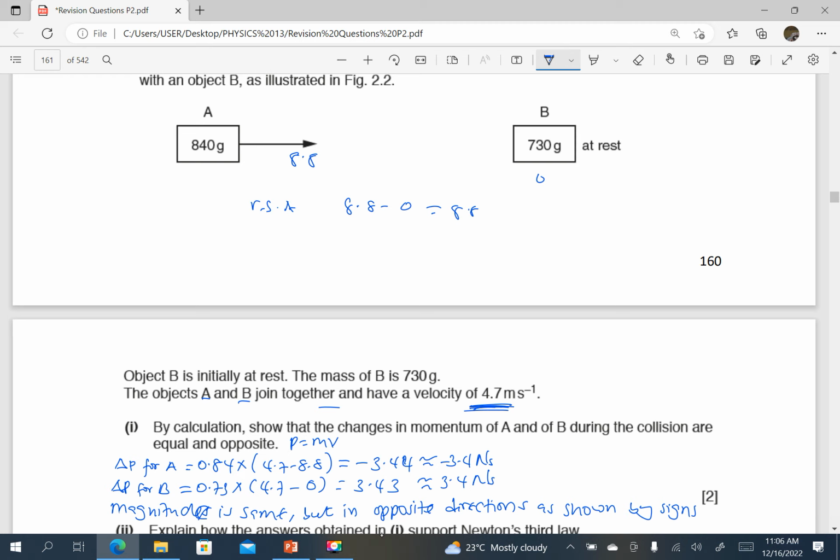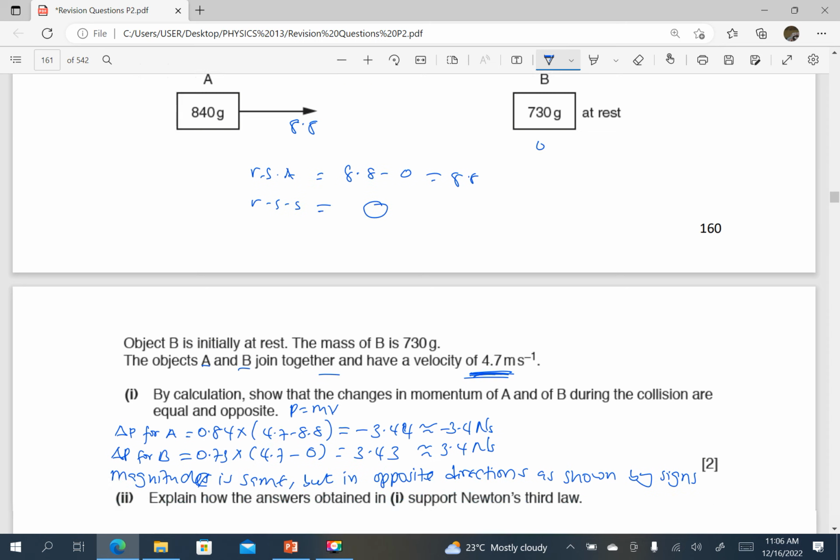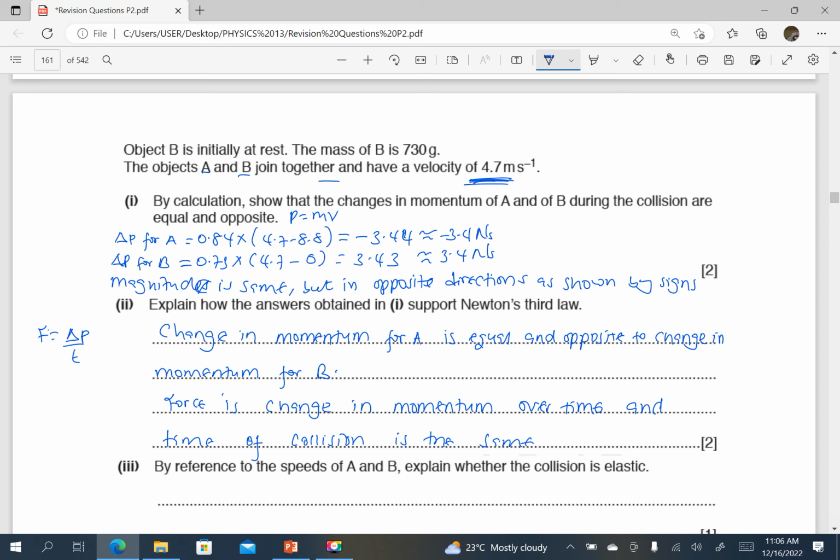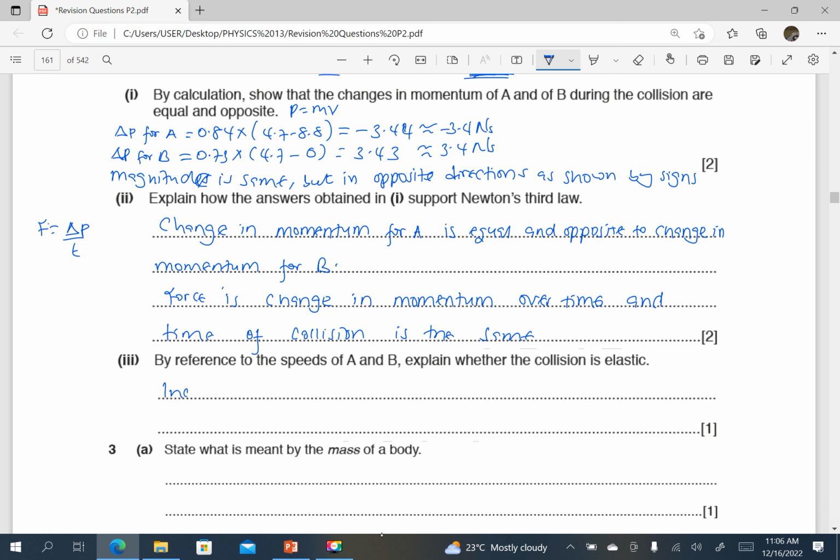Relative speed of approach is that. Relative speed of separation, because they stick together, is 0. So it means it is inelastic. The reason is very simple: relative speed of approach is not equal to relative speed of separation.